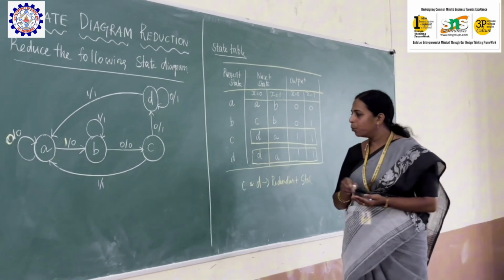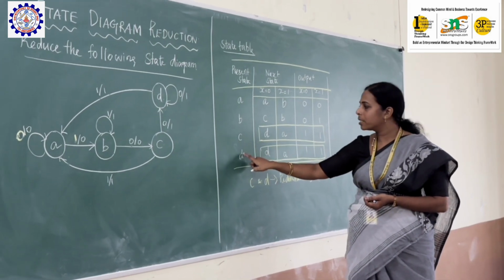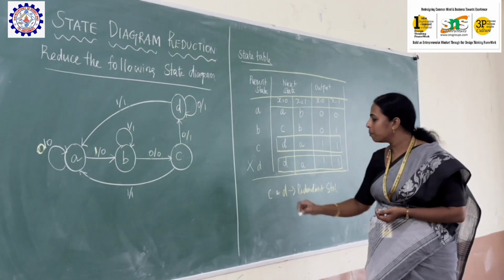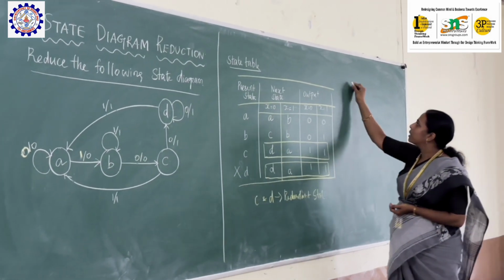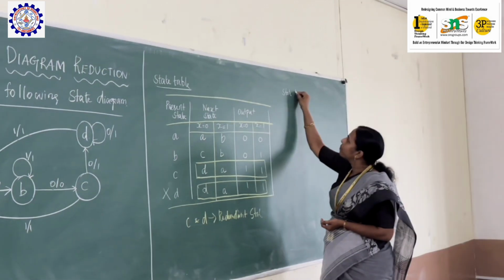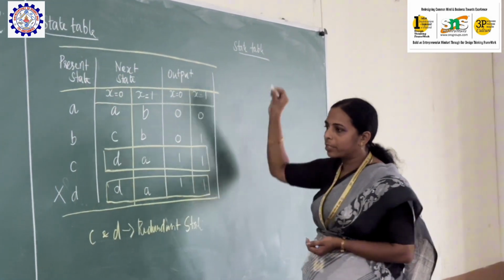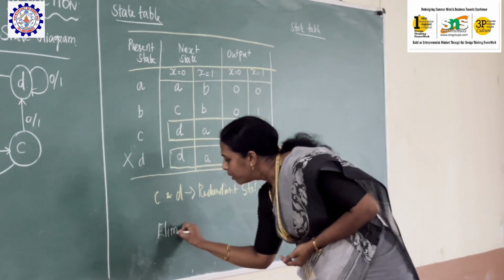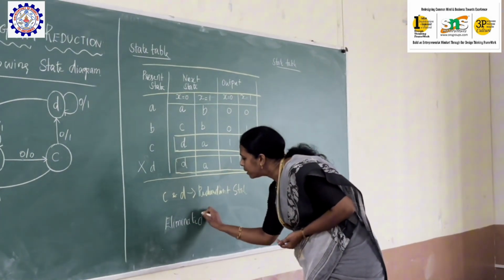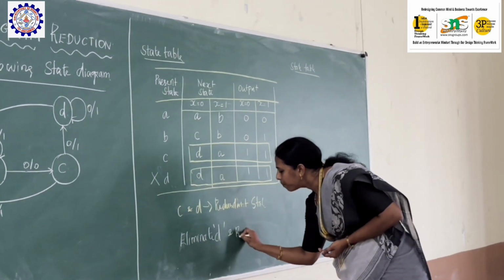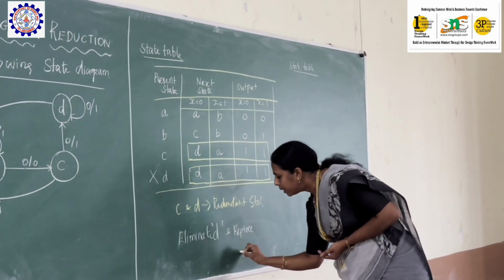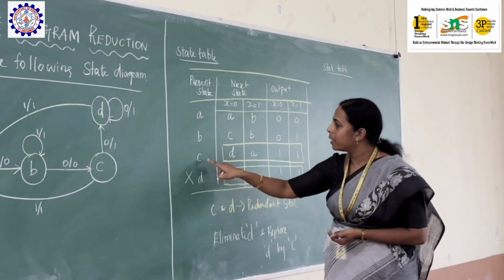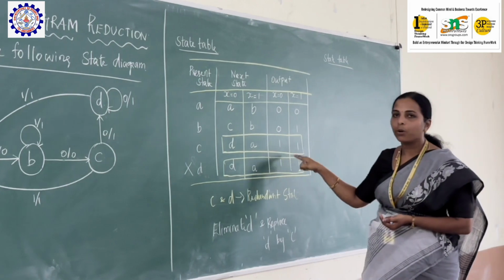So what can we do? See, we can replace this D by the C. Let us eliminate the state and we can replace D by C. So let me write the next state table after reducing, after the first reduction. What I am going to do is eliminate D and replace D by C, because for D and C, the next states and the outputs are same, right?